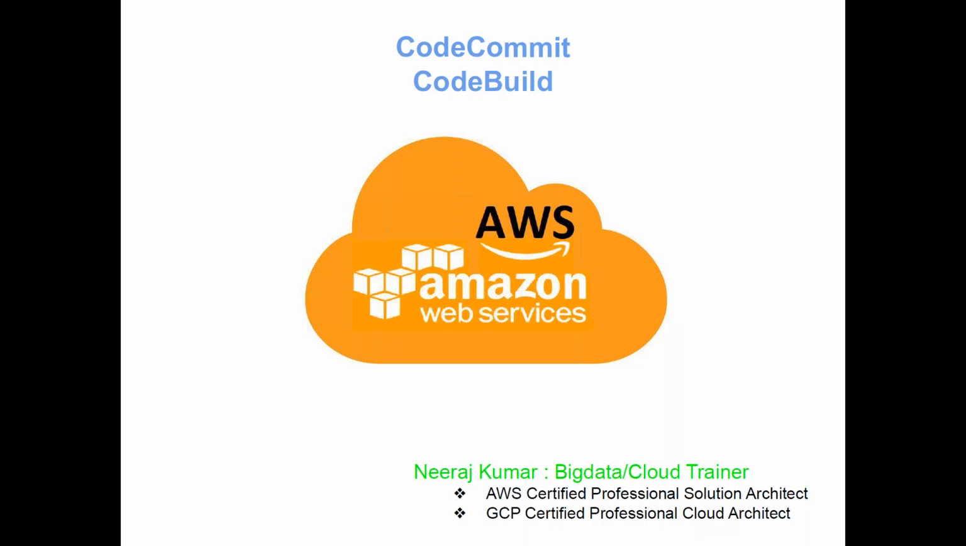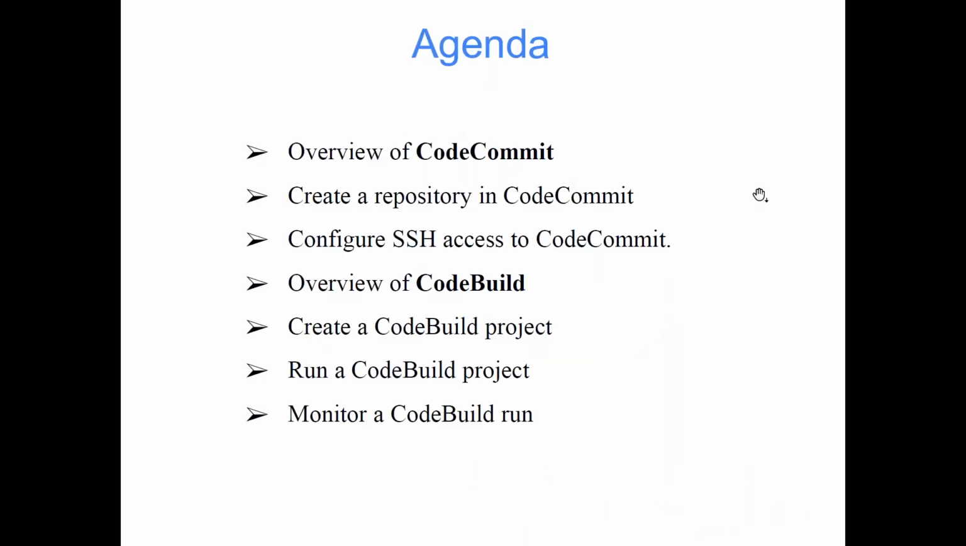So let's start with the agenda. The agenda for today's class is overview of code commit, create a repository in code commit, configure SSH access to code commit, overview of code build, create a code build project, run a code build project, and monitor a code build run. All these things we will be doing practically on the AWS console so that we can understand in a better way.